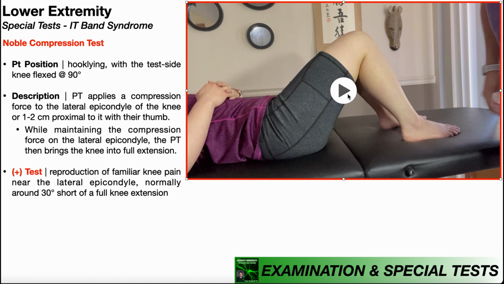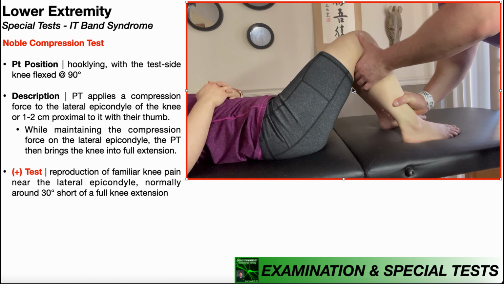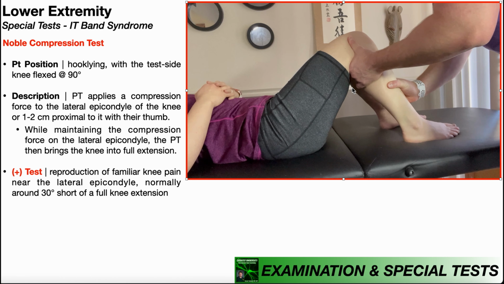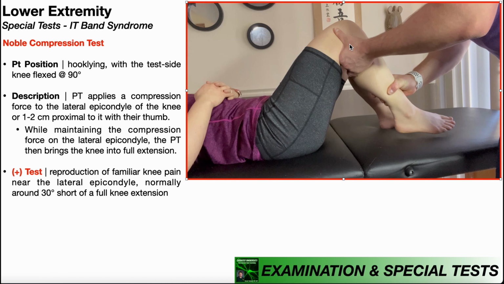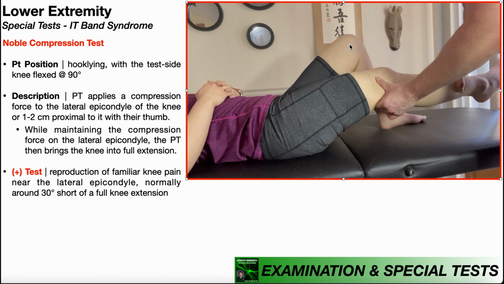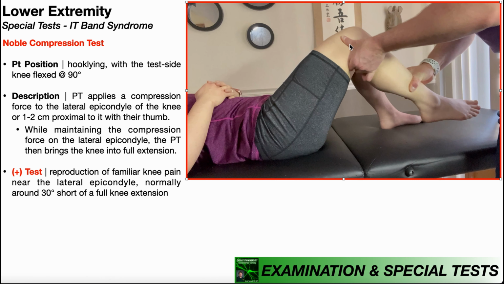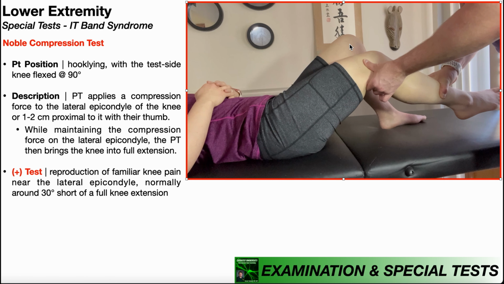Let's take one more look at the Noble compression test. The patient will be positioned in hook lying, test side knee flexed to 90 degrees. The PT will then find the lateral epicondyle, and they can move 1 to 2 centimeters proximal of that and apply a firm compression over the distal IT band. And then from that position of 90 degrees of knee flexion, move into full extension, maintaining that compression force against the lateral epicondyle or the IT band. And again, if the test is going to be positive, it would be indicated by having lateral knee pain about 30 degrees short of full knee extension, about at this point right here.